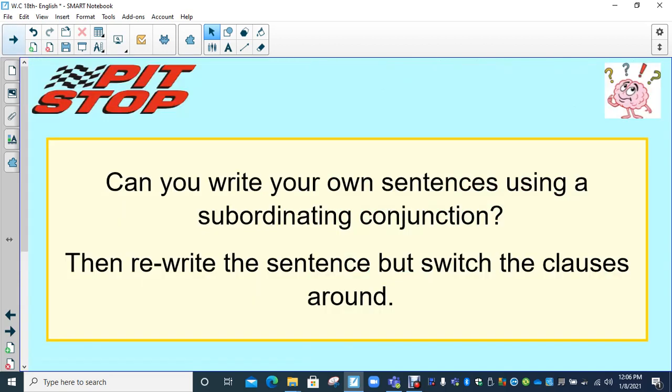Hello. So, can you write your own sentences using a subordinating conjunction? A really great way of testing our knowledge is to be able to put it into context ourselves. So once you've done that, rewrite the sentence but switch the clauses around. Pause the video here and have a go.